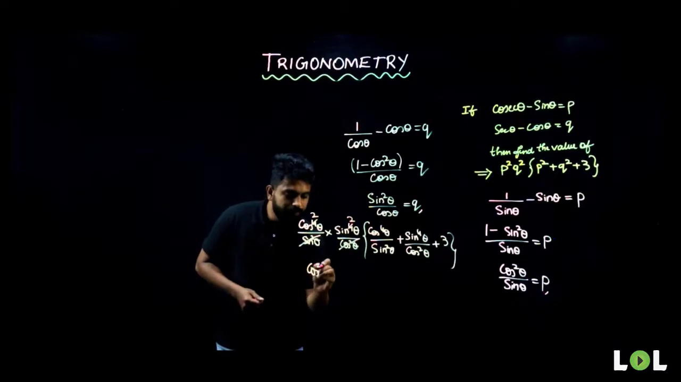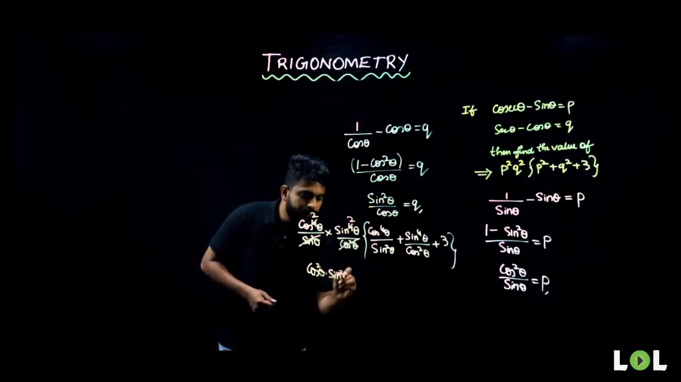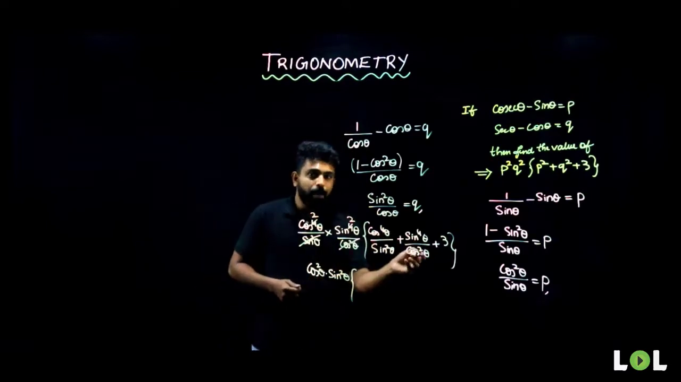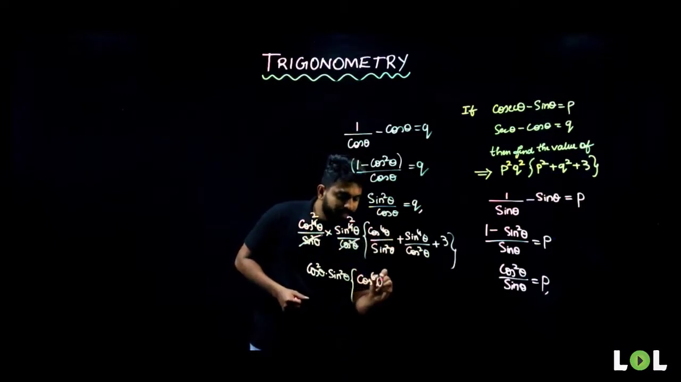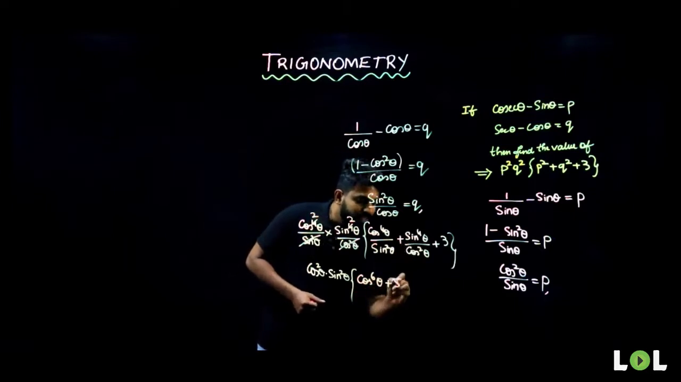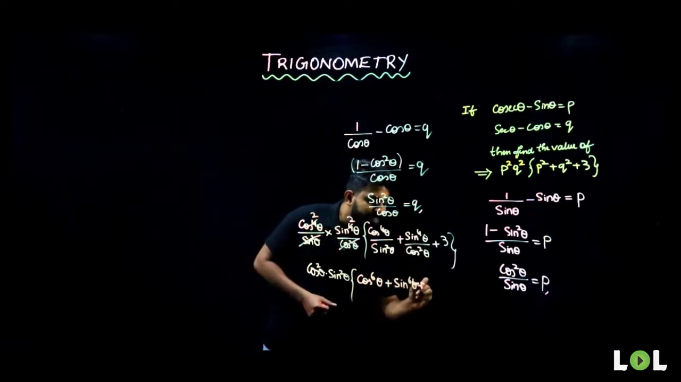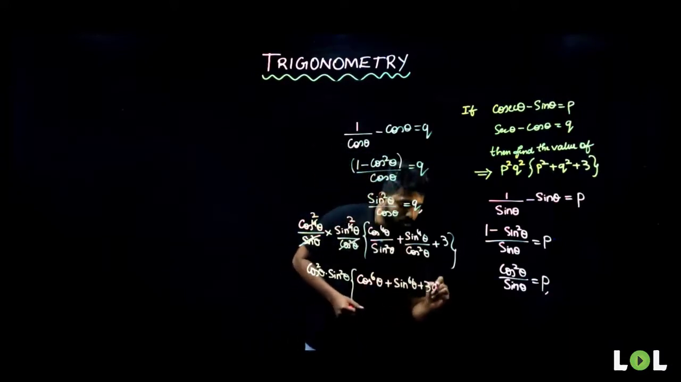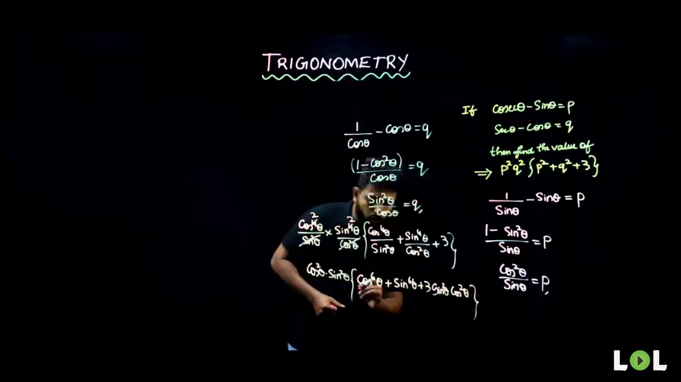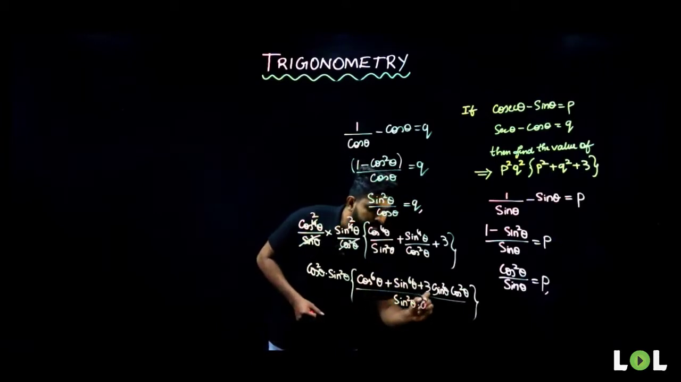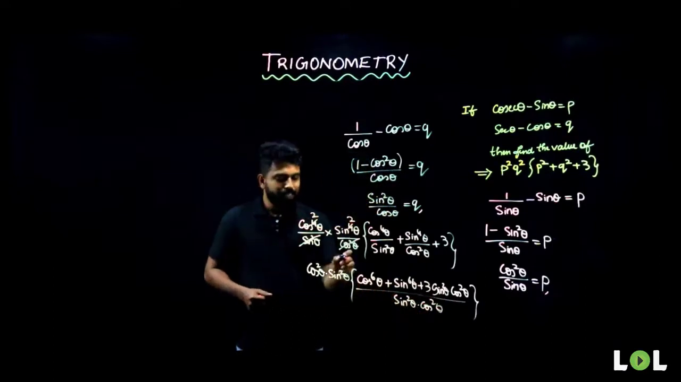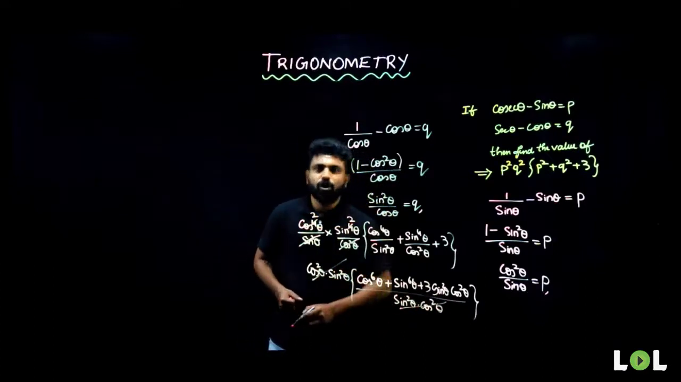Cos square theta into sin square theta, the whole into, now what I am doing here? I will be taking the LCM here. If I take the LCM, what will I be left with? Cos square theta into cos power 4 theta, that's nothing but cos power 6 theta plus sin power 6 theta plus 3 into sin square theta into cos square theta, the whole divided by sin square theta into cos square theta into cos square theta. Look at this. Sin square theta, cos square theta gets cancelled.